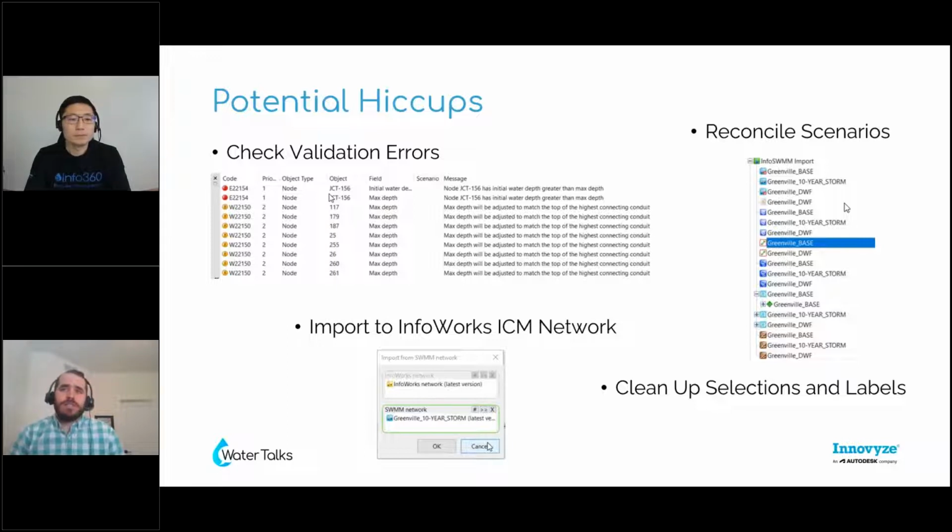As you can see here, there are some potential hiccups that you want to look for when importing your model from InfoSWM. When you're importing your InfoWorks ICM network, it is easy to switch the InfoSWM network, or the ICM SWM network, to an ICM native network. Then, as mentioned, you have the ability to bring in all your different scenarios.